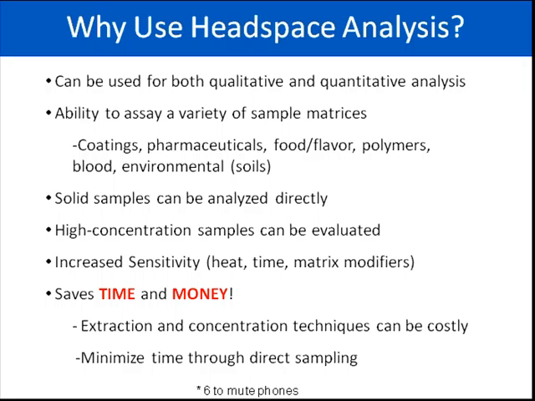We're going to talk a little bit later about increased sensitivity, so I'm not going to go into a whole lot of that now, but you are able to use heat, time, matrix modifiers, pH. There are a lot of different variables that the analyst can actually do different things to, either the sample matrix or the actual method, in order to increase the sensitivity. So overall, we're saving time and money by not having to do extraction and concentration techniques, and we're minimizing time because we're doing direct sampling of that headspace.